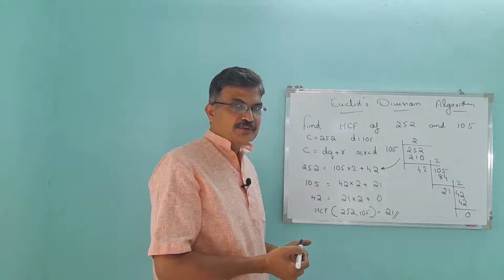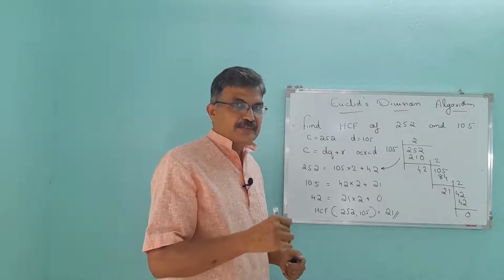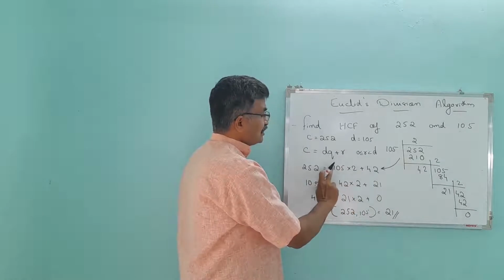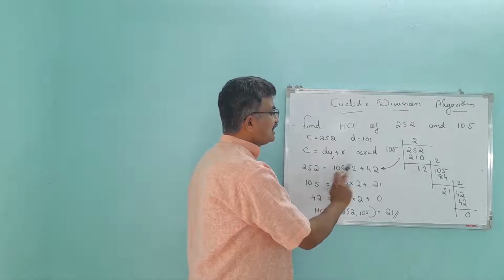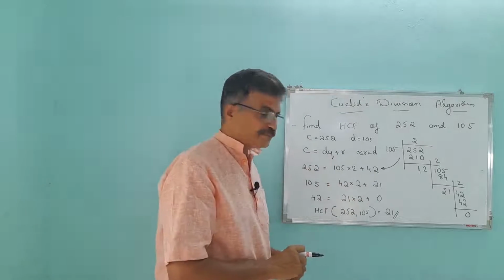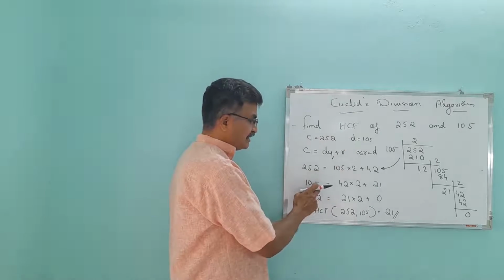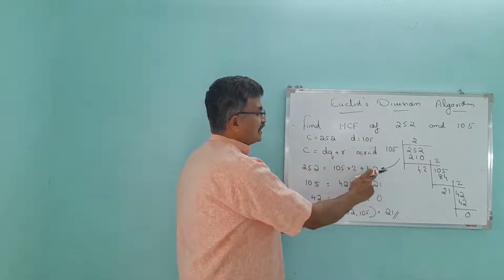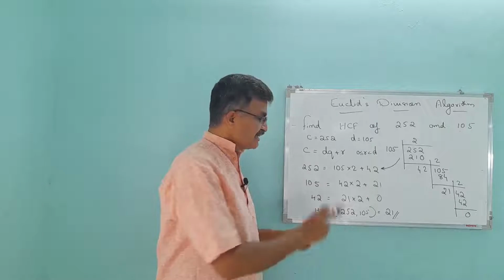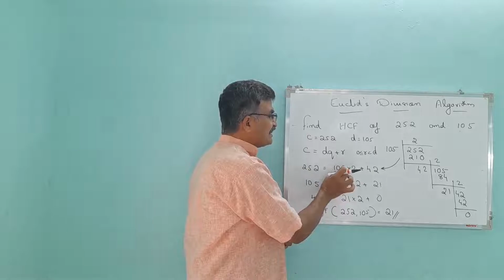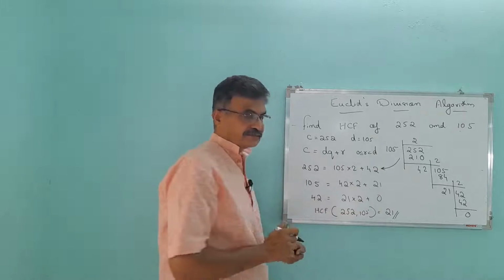What will we do? Apply the division lemma to D and R. That means replace C with D and D with R. That is, replace C with D and D with R. That's what we have written here.